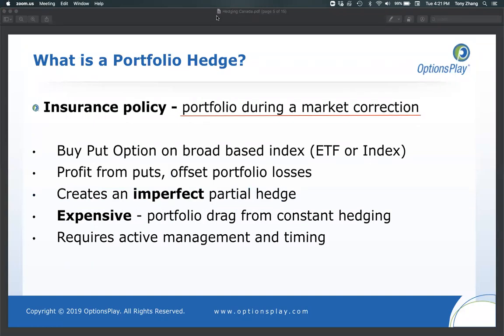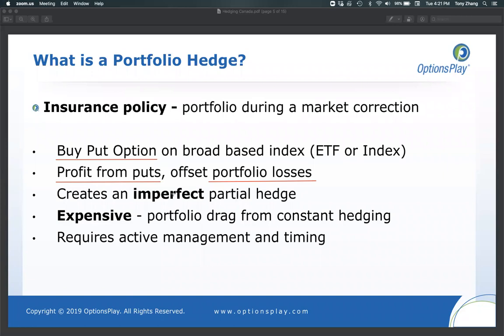And to put on a portfolio hedge, what you need to do is simply buy a put option on any broad-based index or ETF that closely correlates to your portfolio. And what this will do is, as the markets correct and move lower, you will have a profit from the puts, which will simply offset the losses that you have in your portfolio. So again, when the market corrects and you have a portfolio hedge, your portfolio value will reduce. However, it will be offset by some of the profits that you make from buying a put option.